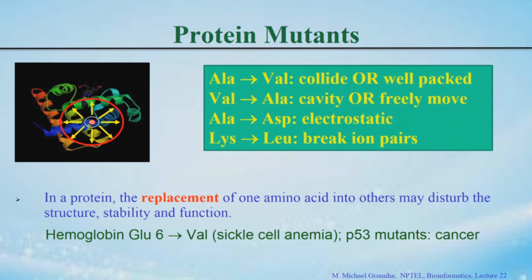Some of them may also lead to diseases. For example, in hemoglobin, if glutamic acid 6 is mutated to valine, it causes sickle cell anemia. Likewise, P53 is a DNA binding protein. If you make a mutation, specifically an arginine mutation, it will lose the binding affinity. Finally, it may lead to certain types of cancers.